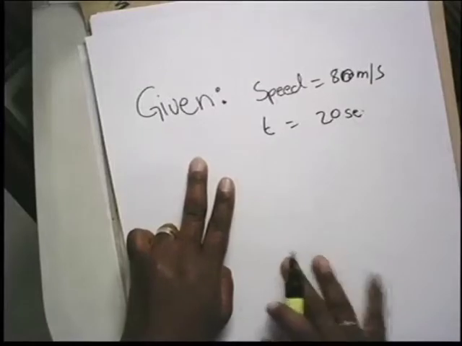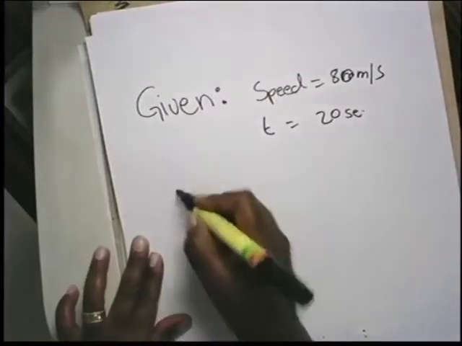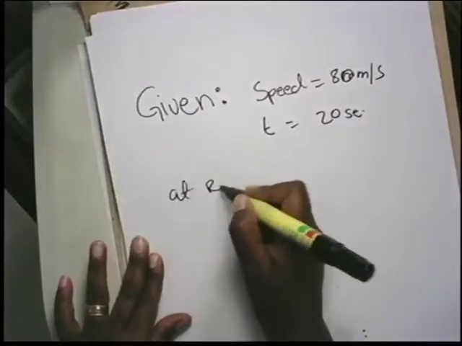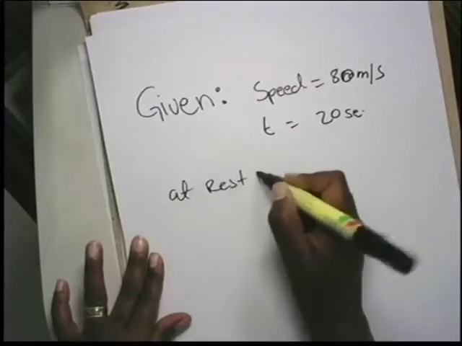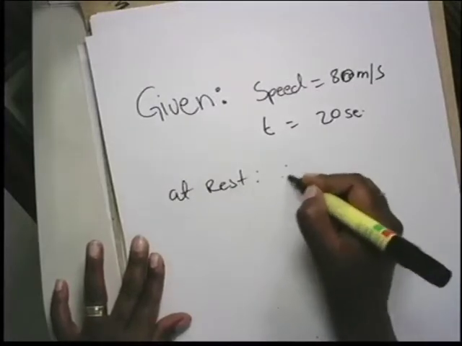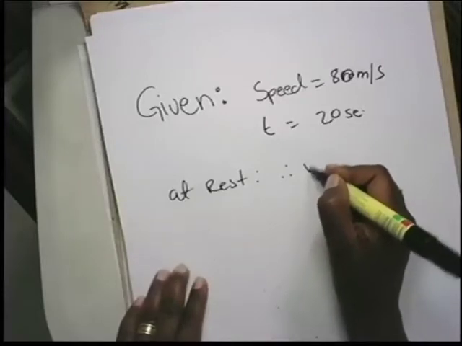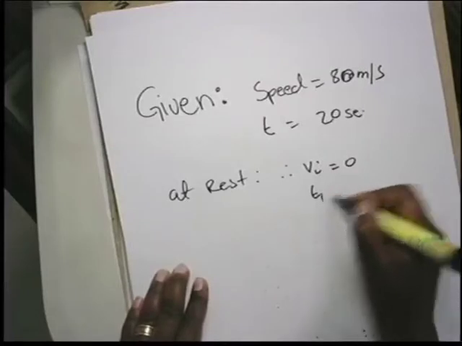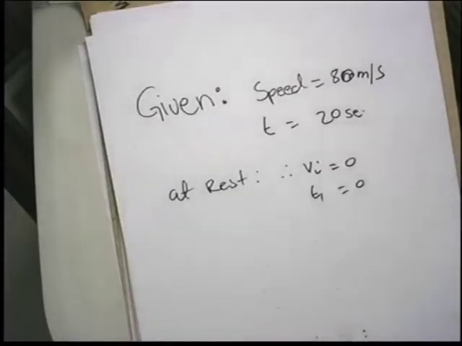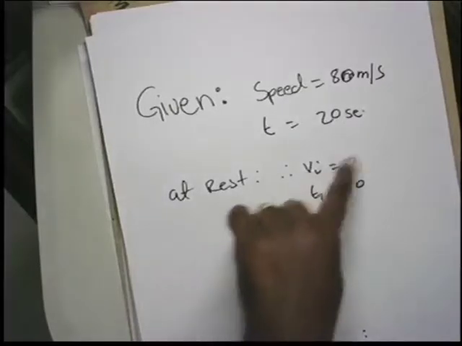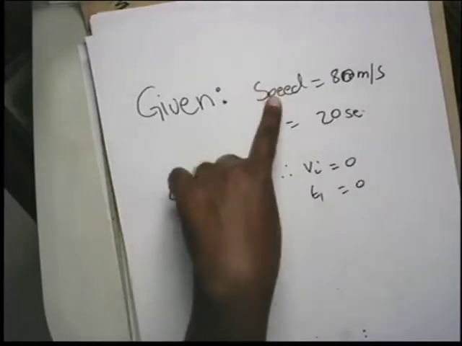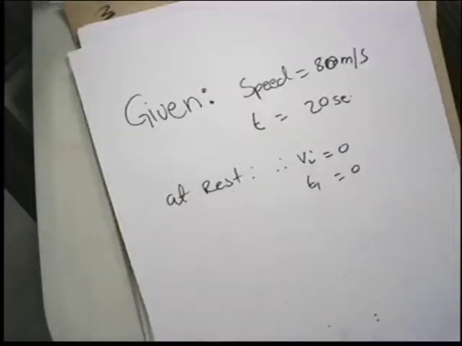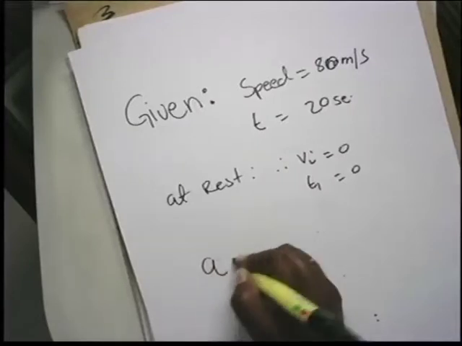They say it starts at rest. At rest means it was not moving. Therefore, we know the initial speed is 0. The initial time is 0 also, because it was not moving. Since it starts from rest, our initial velocity is 0, and this is our final velocity. Then let's calculate the acceleration.